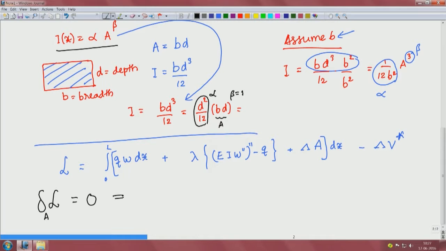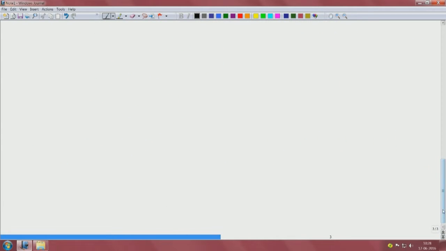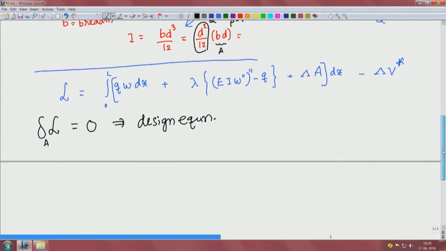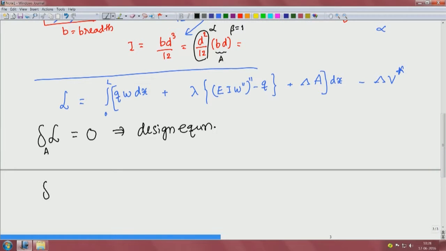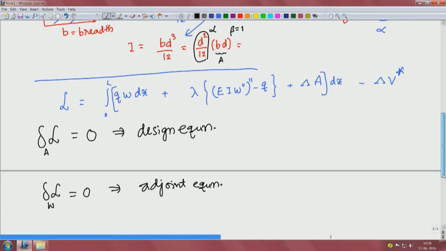If we do that, we get the design equation. And if we do this for the state variable, equated to 0, we get the adjoint equation.